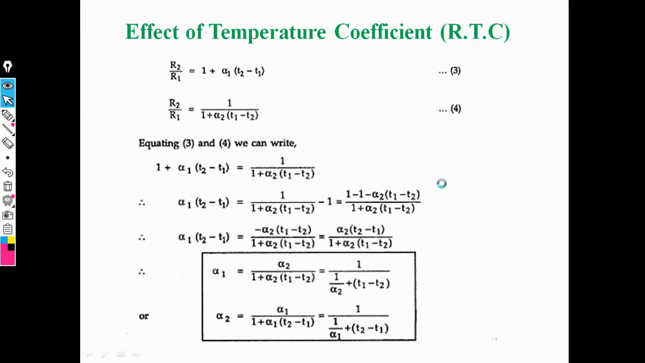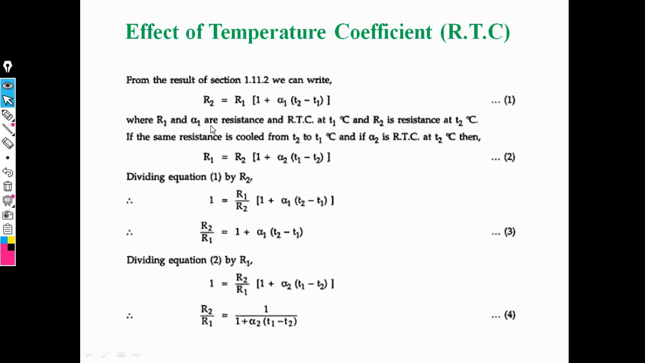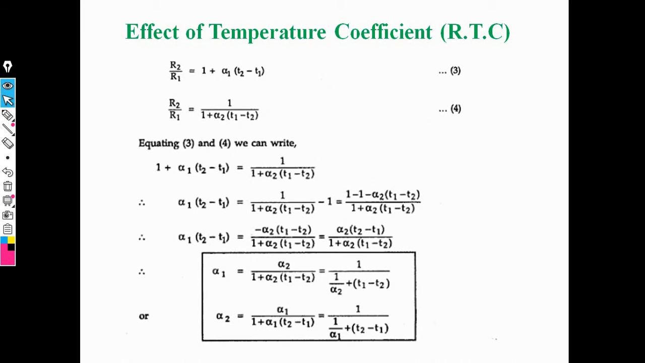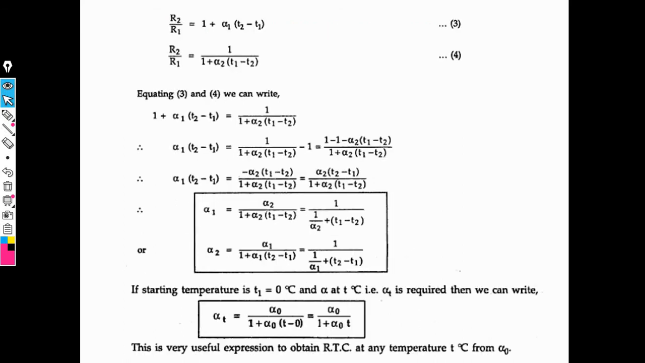Now this important concept can be calculated with the help of R2 and R1. This is the effect of temperature coefficient, which is called RTC. Now this is the same phenomenon we have to calculate here. Alpha t is equal to alpha 0 into (1 plus alpha 0 (t minus t0)), that is, here we calculate alpha t.